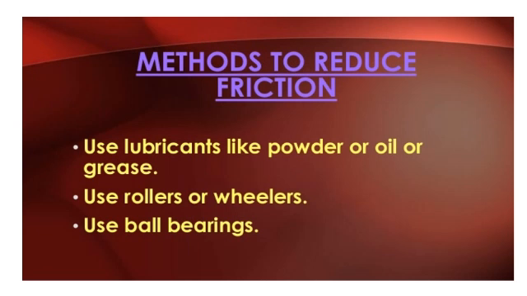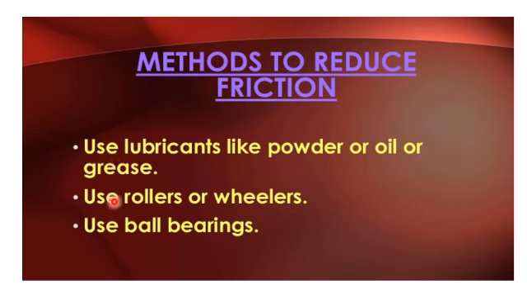Now we will discuss methods to reduce friction. Ways of reducing friction. Number 1, use a lubricant like butter or oil or grease. We put oil on the moving parts of a machine. Oil makes the parts slide over each other and there is less friction between them. By this way, we can reduce friction.